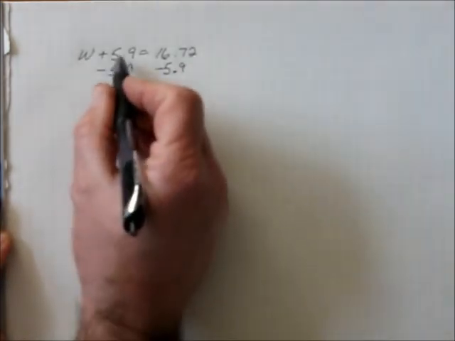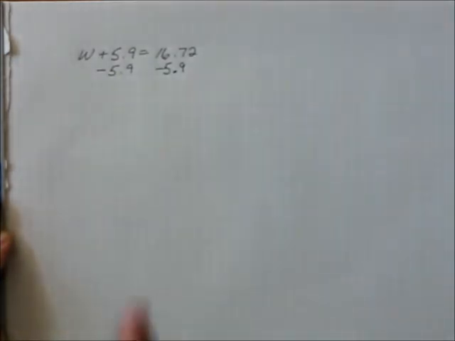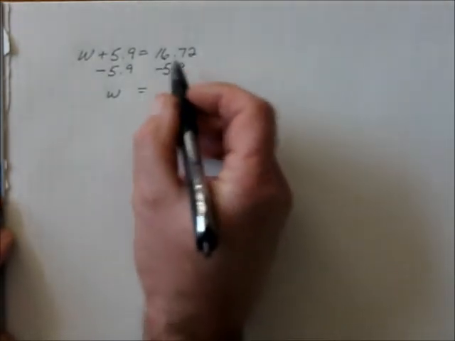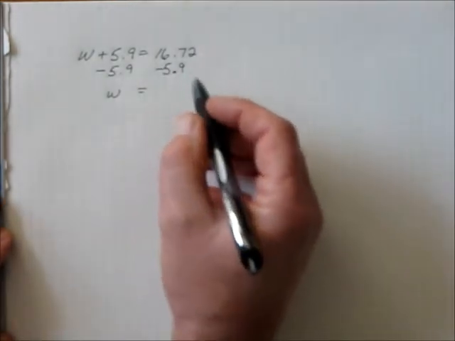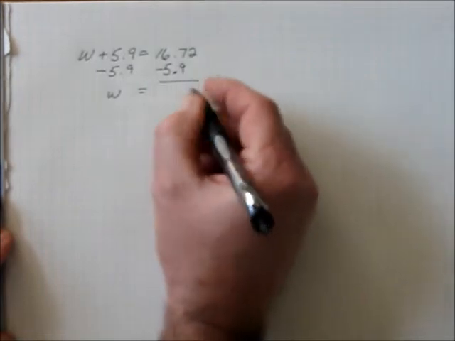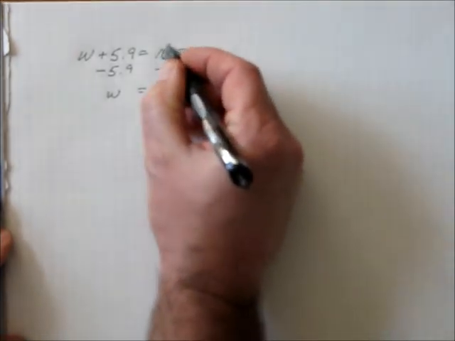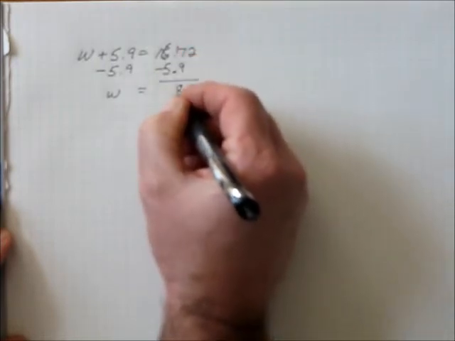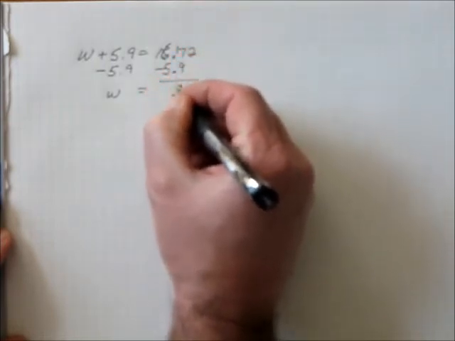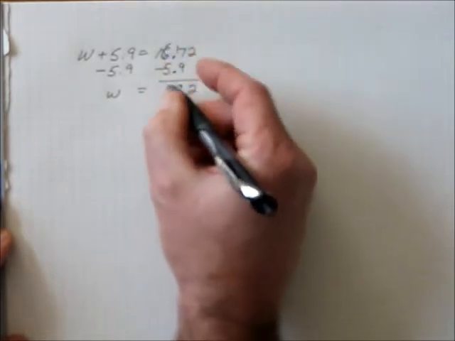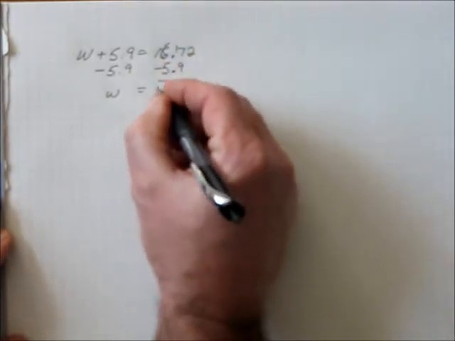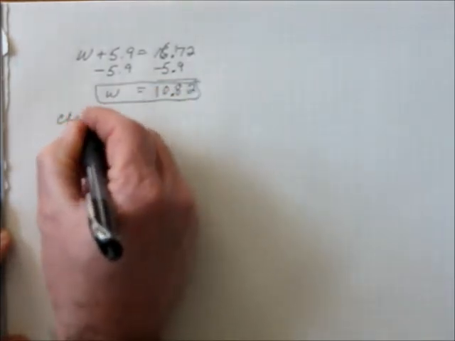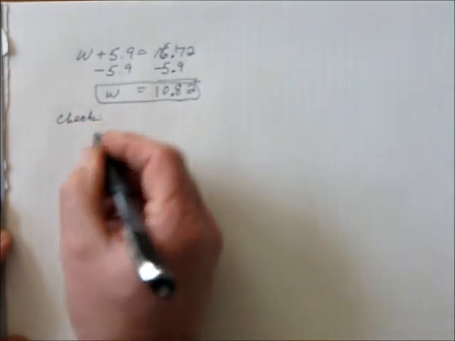On this side, W plus 5.9 minus 5.9 is, of course, just W. And on this side, we have 16.72 minus 5.9. We've lined up the decimal. We get 2. We have to borrow here. 17 minus 9 is 8. Bring down the decimal. So the decimals are lined up, just bring it straight down. 5 minus 5 is 0, and 1 minus 0 is 1. Our answer is 10.82.